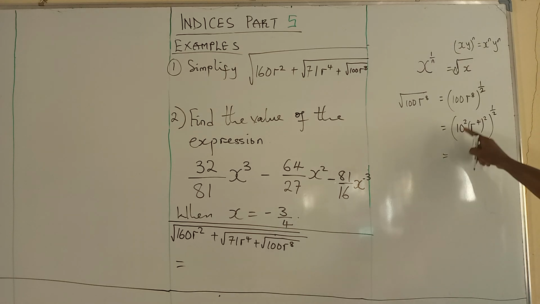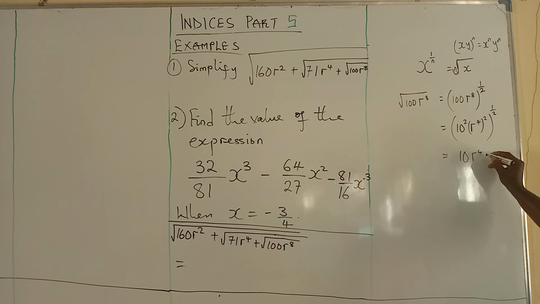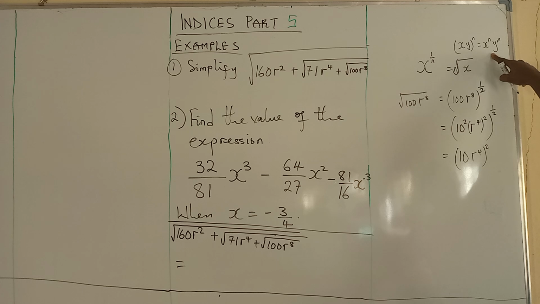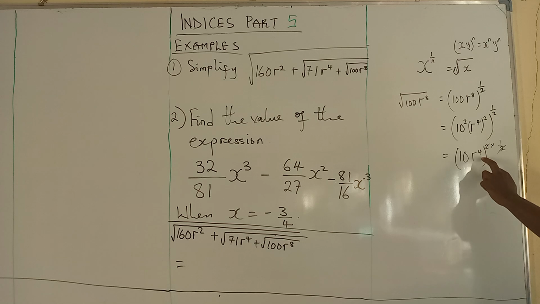Which means that 10 raised to power 2, r raised to power 2, the power 2 can be taken out and you have 10r to power 4. That x times y raised to power n is the same thing as x to power n, y to power n. So I can take the power 2 outside. It's the same thing as this expression. Then there is already power 1 over 2, which will now cancel this, and you have 10r raised to power 4.